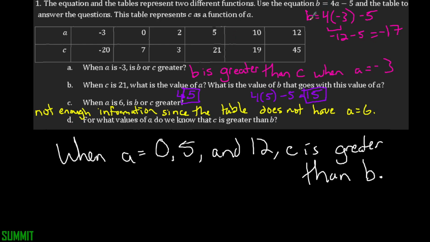We would say 4 times 0 is 0, minus 5 is negative 5. So when b is negative 5, c is 7. So that's going to be different. When a is 5, our function b was 15 and this was 21. And then when this is 12, 12 times 4 is 48. Minus 5 is 43, which is still less than 45.